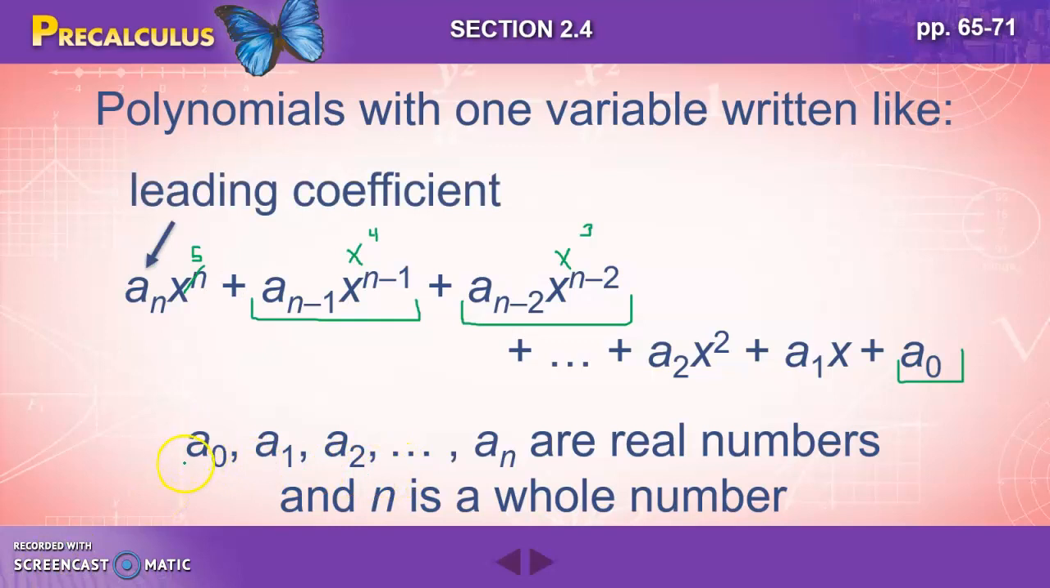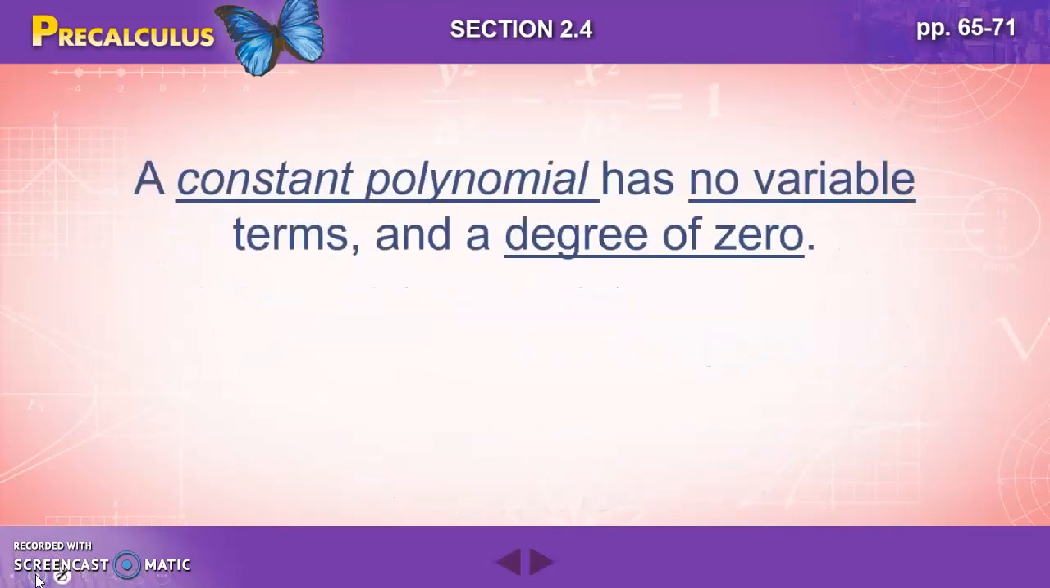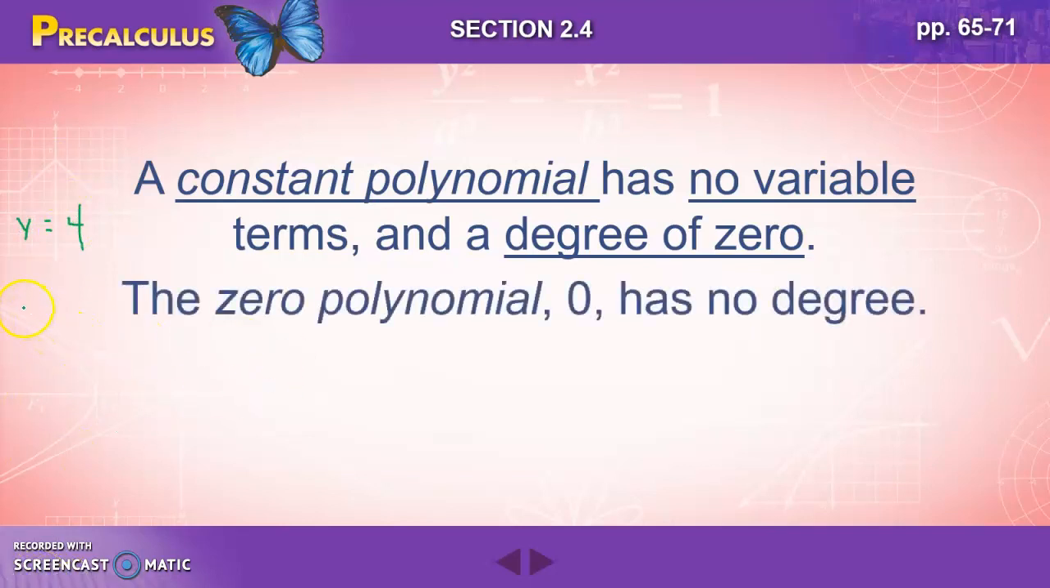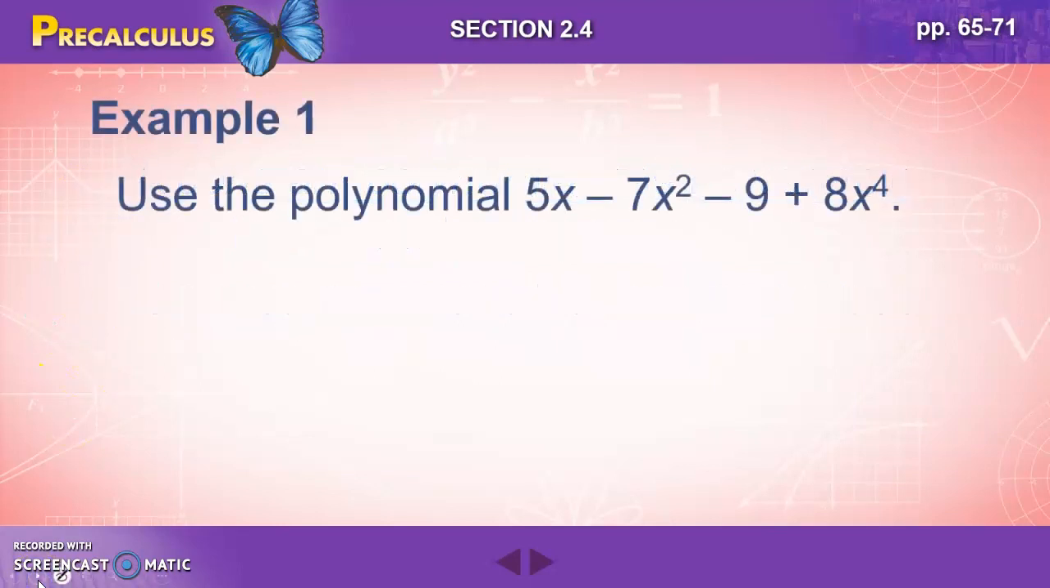Also, our coefficients here must be real numbers, and n must be a whole number. We can't have any fractional exponents there. That last term without a variable is called our constant term. A constant polynomial has no variable terms and a degree of 0. So an example of a constant polynomial would be y equals 4. It is a polynomial, it has no variable, and it has a degree of 0. The zero polynomial, y equals 0, has no degree, whereas this has a degree of 0.